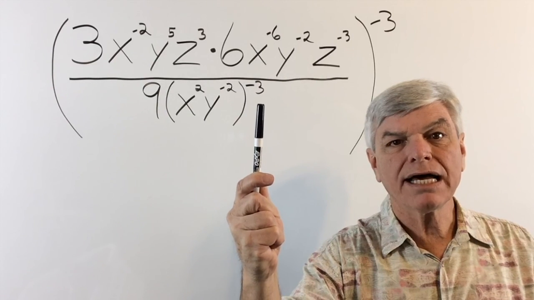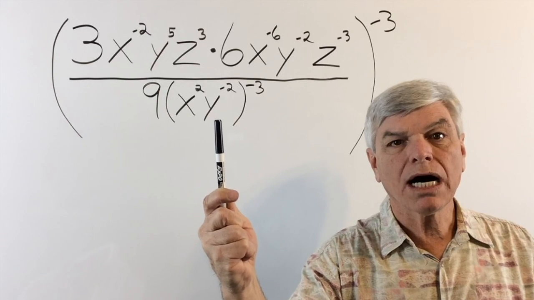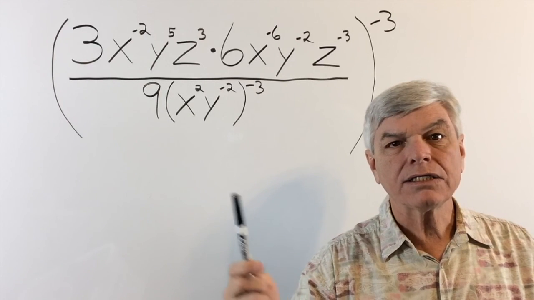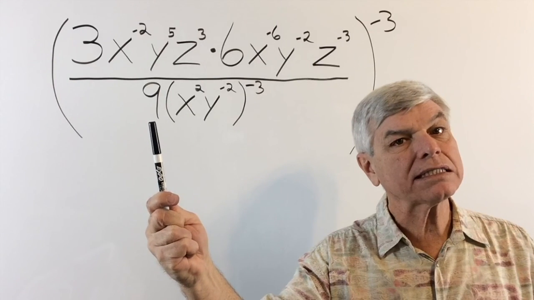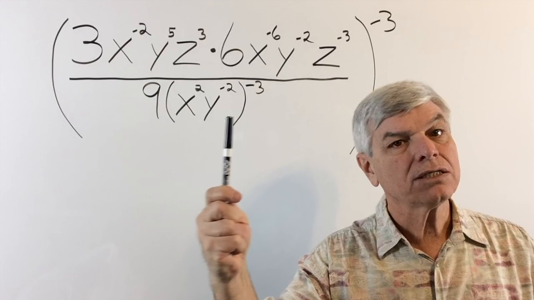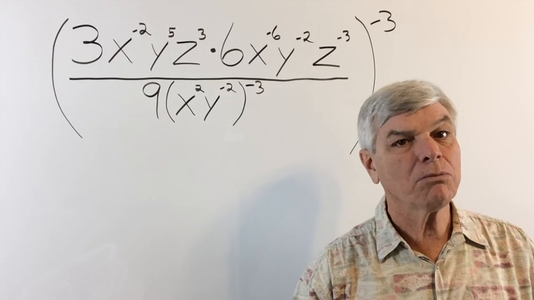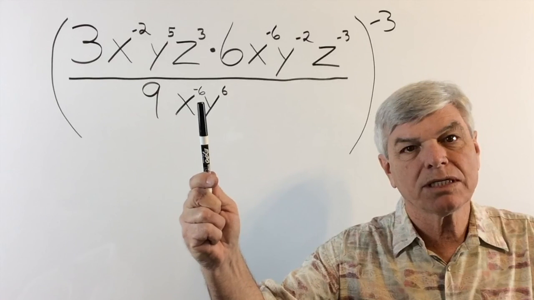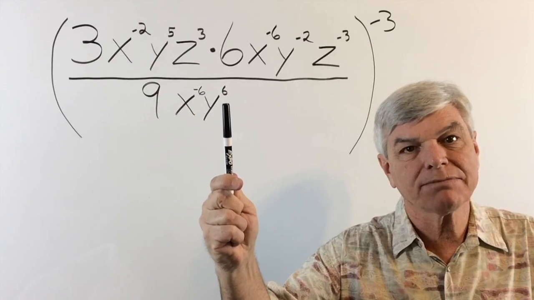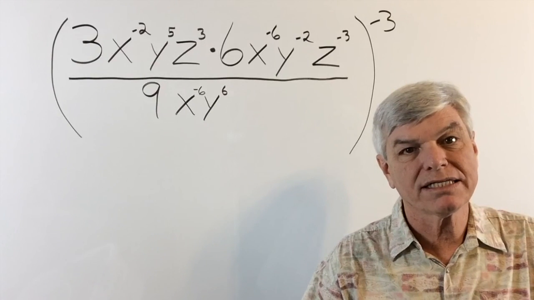So let's apply this negative 3 to the y and to the x, and the 9 is not in the parentheses, so leave that alone. So apply this negative 3 to these 2 exponents, that is, multiply them. And since it was a negative exponent that we were applying, our positive exponent is going to become negative, and our negative exponent is a negative exponent times a negative exponent is a positive exponent.